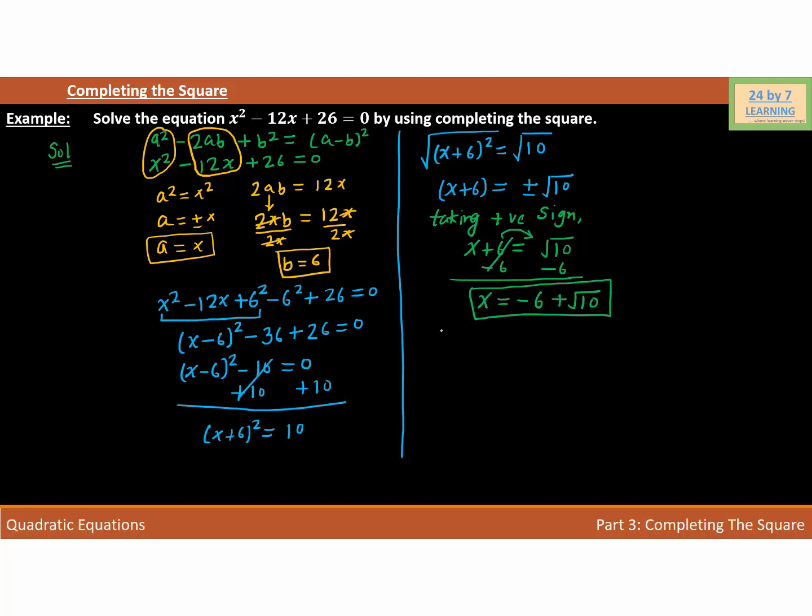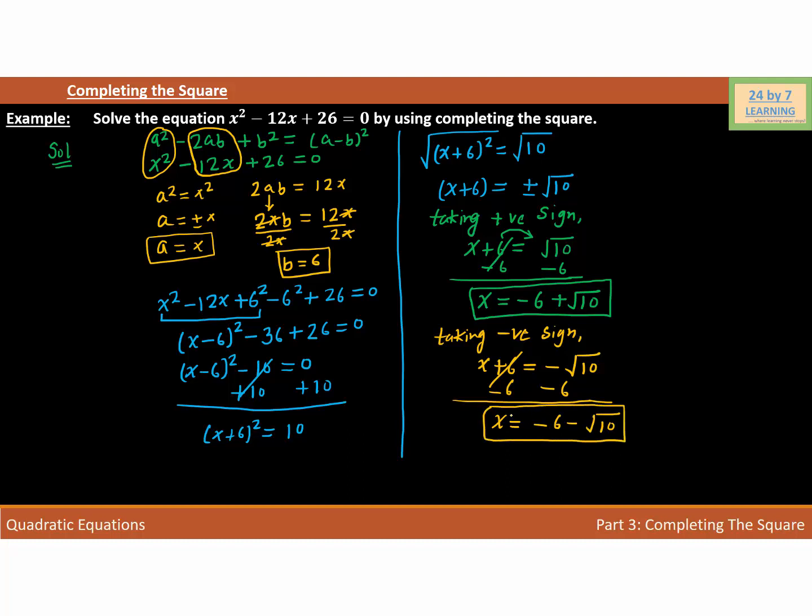Now let's take the negative sign. Taking the negative sign, I will write x minus 6 is equal to negative root of 10, because I'm taking the negative root 10 for the expression. Now let's find the value of x. The only way I can think of is to add 6 to both sides. So the 6 will be cancelled out, and I have x is equal to 6 minus root of 10. And this is my second value for the expression.